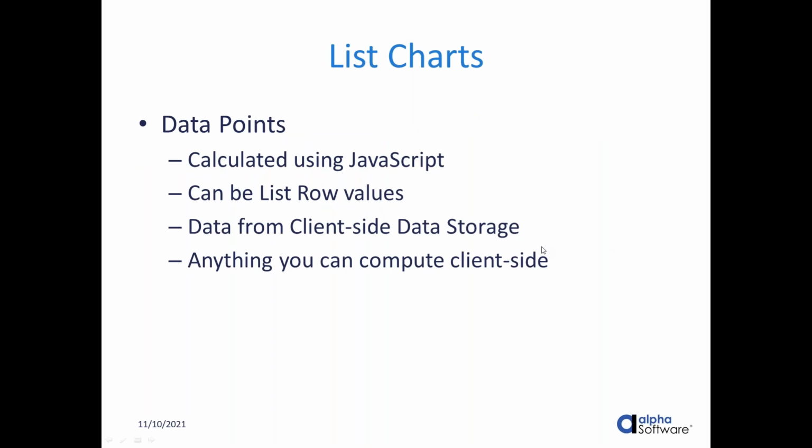With regards to list charts, to configure them, you have to specify the data points for that chart field, and that's calculated using JavaScript. And that JavaScript can pull data from the list row to display. It could pull data from client-side data storage. It can really compute anything that you want to display in there as long as it's happening in JavaScript on the client.